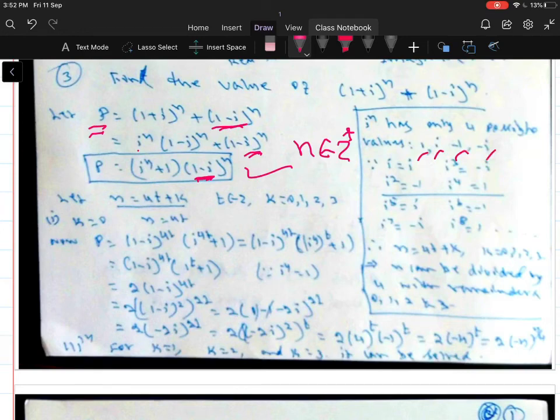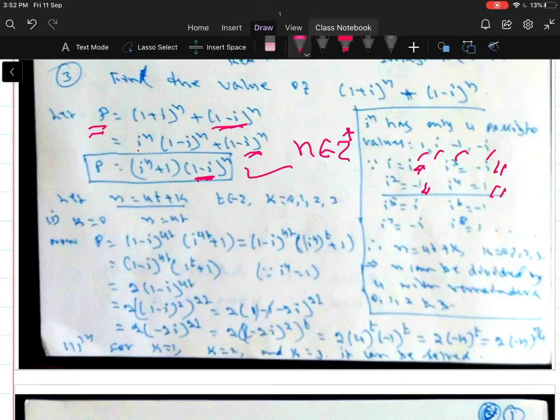Now, where n is a positive number, i power n has only 4 possible values, that is 1, i, minus 1 and minus i. When n is equal to 1, i power 1 is i, you can see that. When n is 2, i square is equal to minus 1, you know that. When n is 3, i cube is equal to minus i. When n is 4, i to the power of 4 is equal to 1.